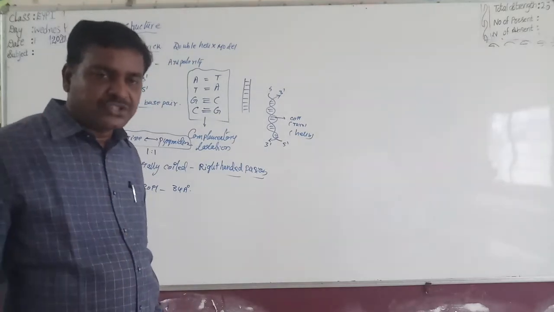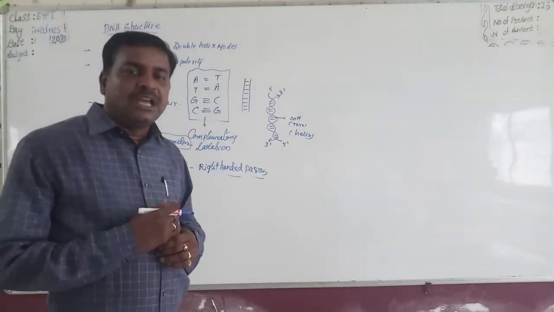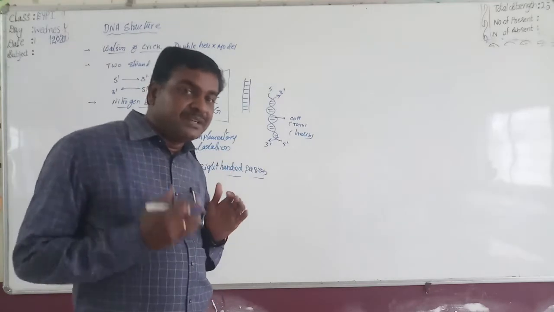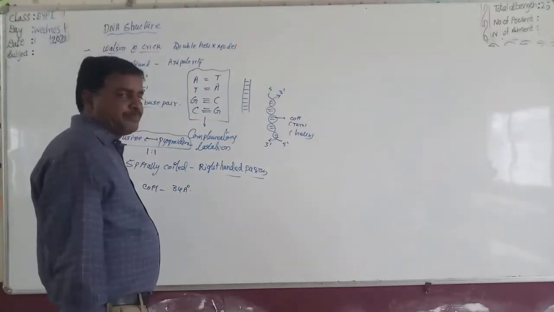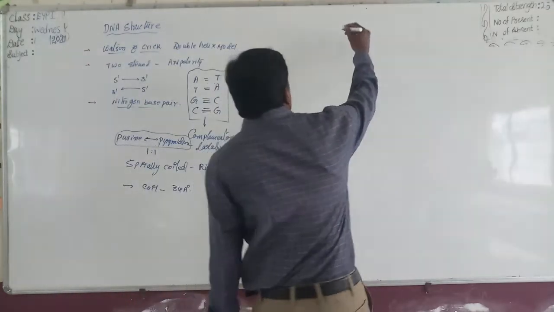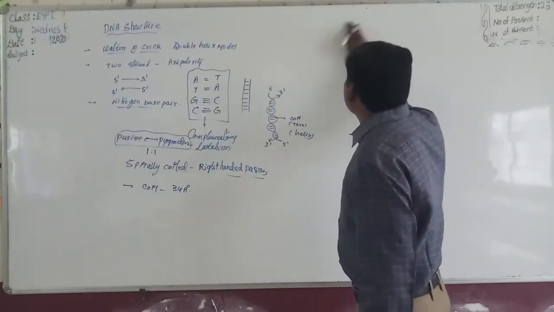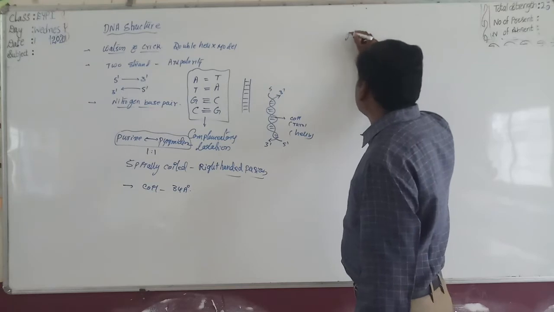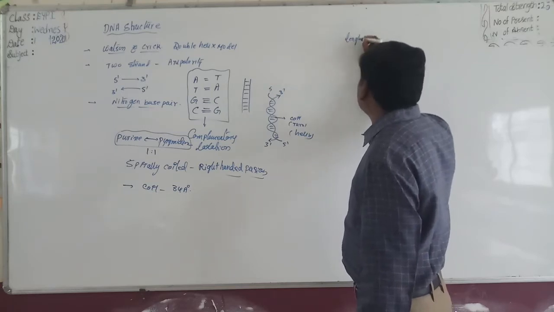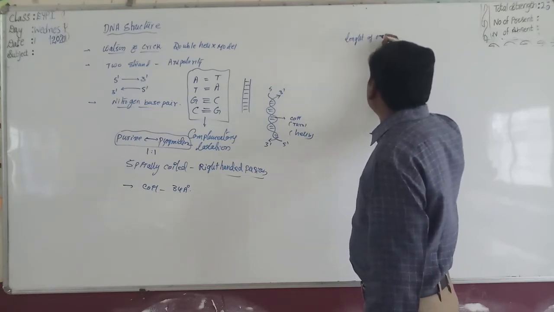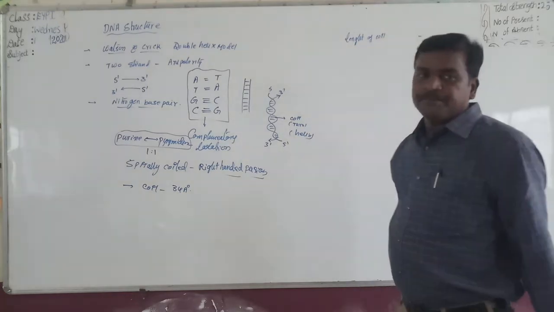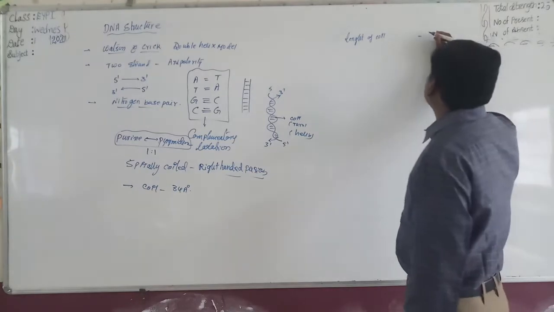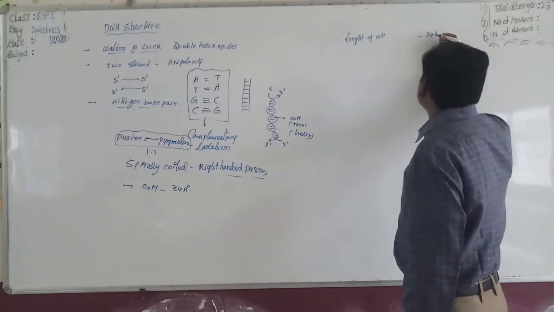Now coming to the most important points for objective purposes, the measurements of DNA. Number 1, length of coil. Very important. The length of the coil is 34 angstroms.